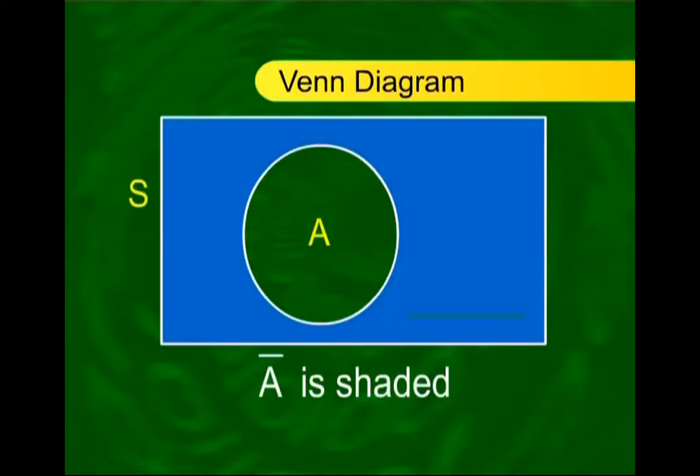This fact is clearly depicted by the Venn diagram, because as you can see, the events A and A bar are mutually exclusive. They do not have any points in common, and when we take the union of these two events, we obtain the entire sample space.